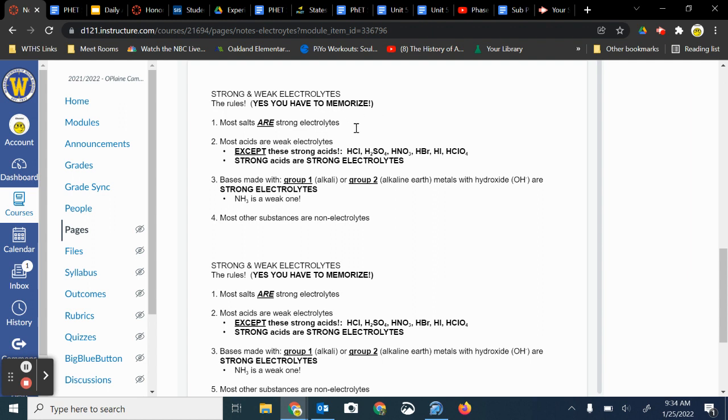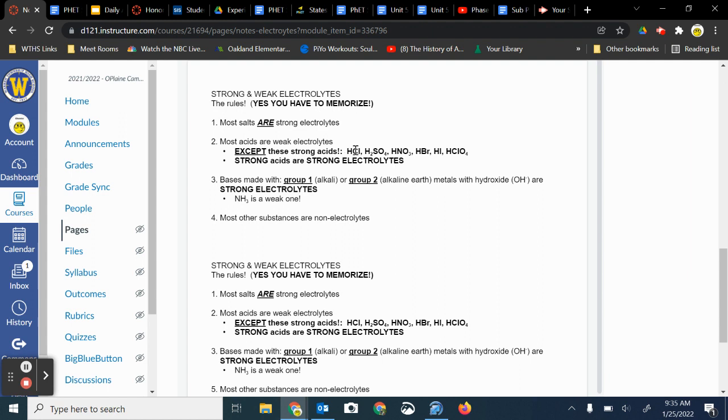All right, so how to identify strong and weak electrolytes. So first, most salts are strong electrolytes because they're going to dissolve in water. Most acids are weak electrolytes, except for these few. So I'm going to say the name and remind you how to name them. And what I recommend is that as you go through the video, you write down the names of these acids that I have in formula form here.